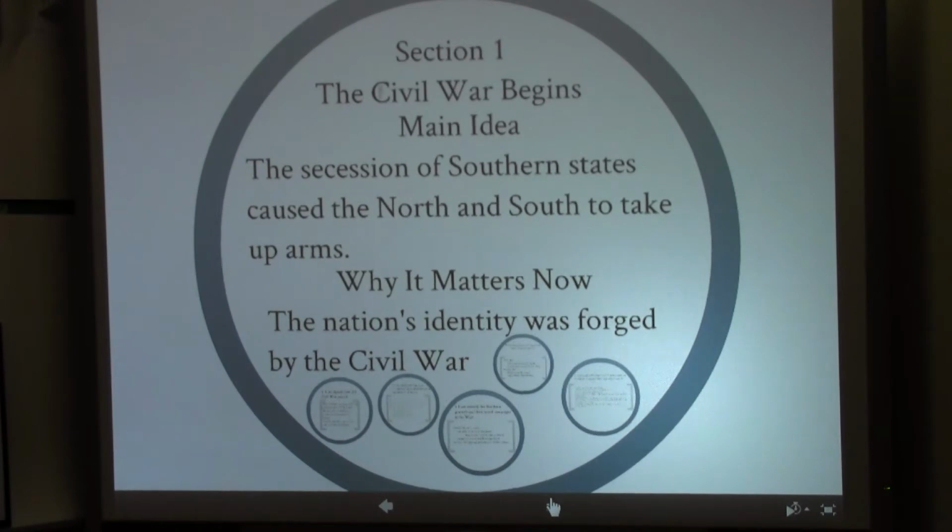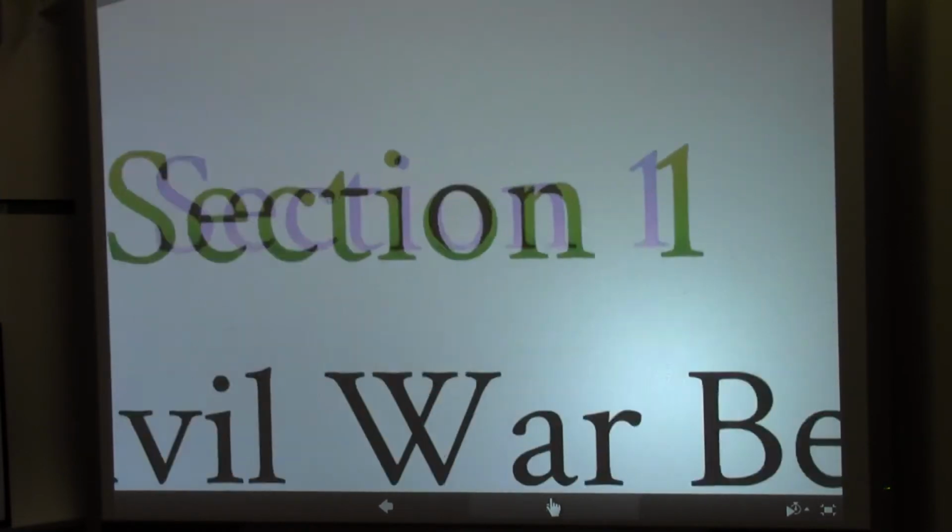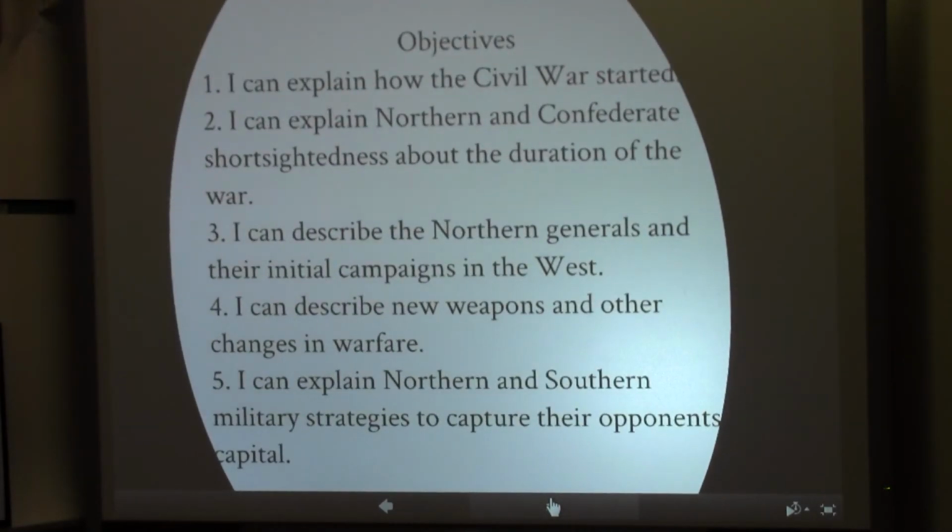Section 1, the Civil War begins. The main idea with Section 1 is that the secession of southern states caused the North and South to take up arms. Why it matters to us now: the nation's identity, the identity of the United States, was truly forged by the Civil War. Our objectives for Section 1.